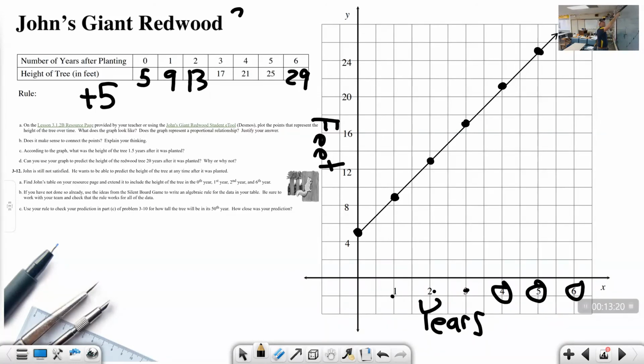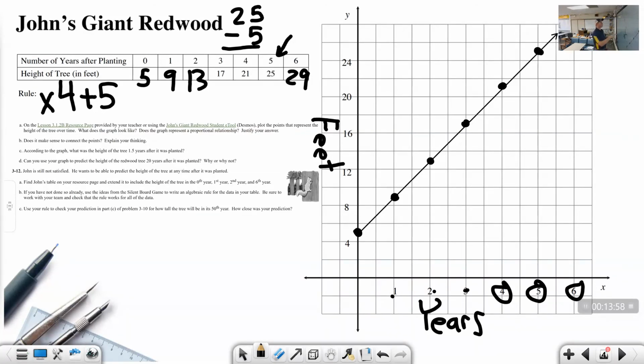Okay, I'm going to pick 25. 25 take away 5. Notice, I'm going to use the opposite here to find how to work my way back. So 25 minus 5 is 20. So 5 times what is 20? 5 times 4 is 20. Now notice I can check that. 4 times 4 is 16 plus 5 is 21.